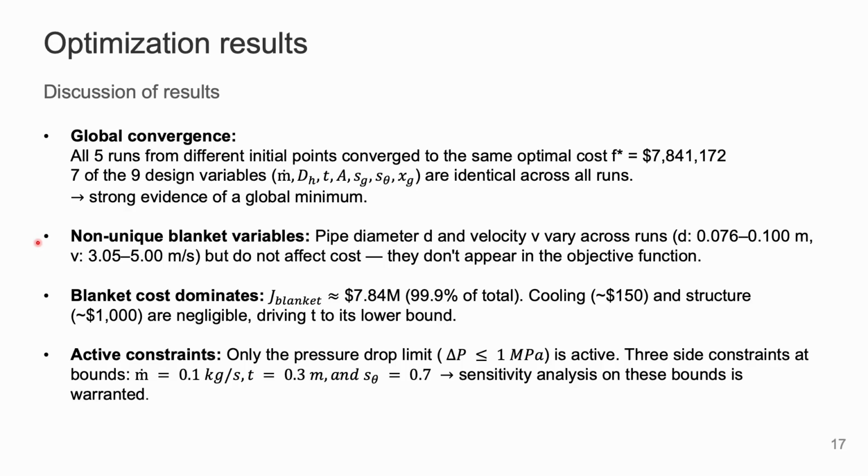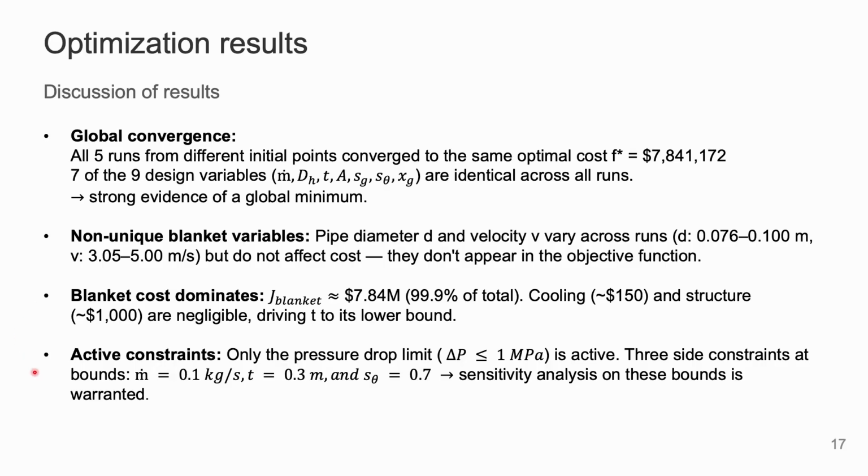Second, the blanket pipe diameter d and velocity v are the only variables that differ across runs, but they don't affect the cost at all since they don't appear in the objective function. Third, the blanket cost completely dominates at $7.84 million. That's 99.9% of the total. The cooling and structural costs are negligible by comparison, which is why the optimizer pushes thickness to its lower bound.